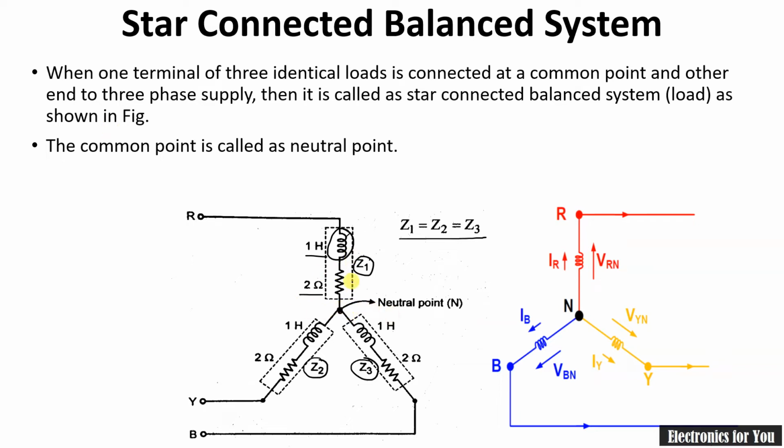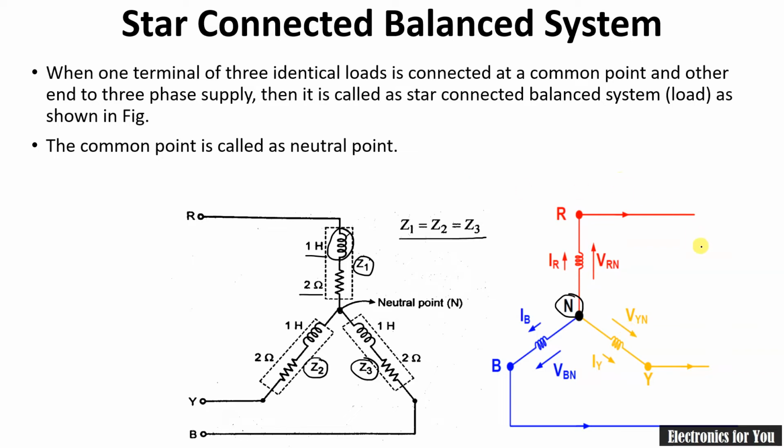This point is common for all the impedances, and this point is called the neutral point, generally denoted by N here. So both figures are showing similar things. Here, if we consider IR, IY and IB as the phase currents for the red, yellow and blue wires respectively, similarly we may have the voltages across them as VRN, VBN and VYN, etc. These are called phase voltages.